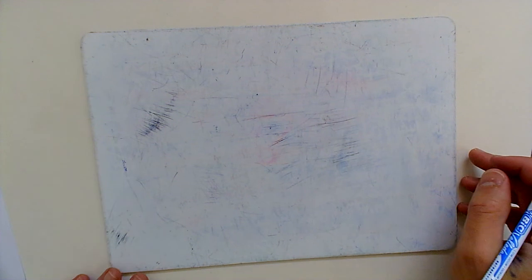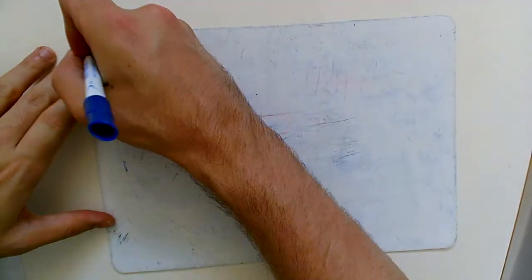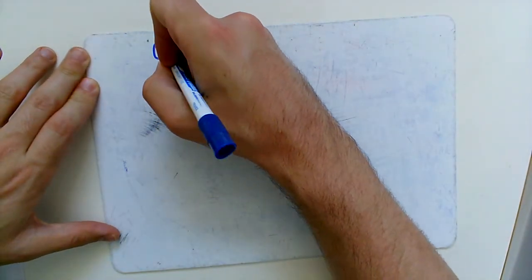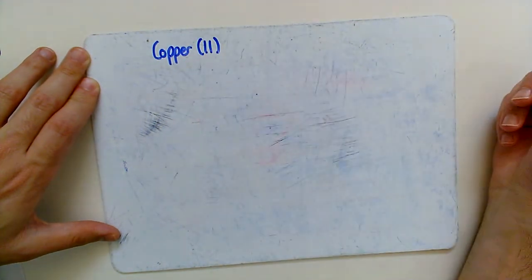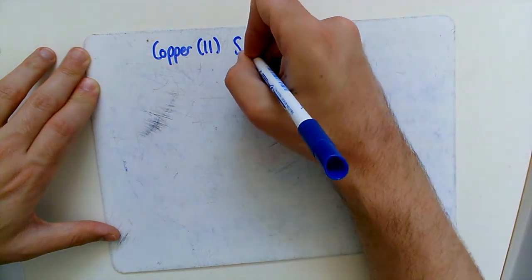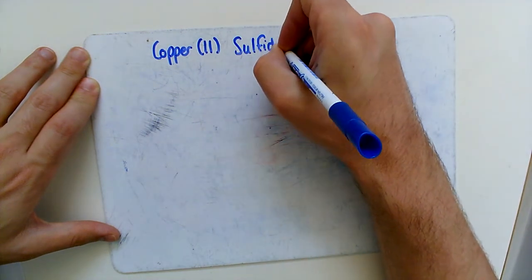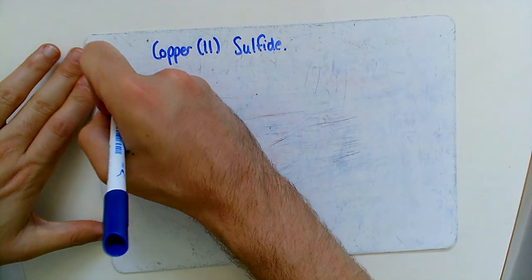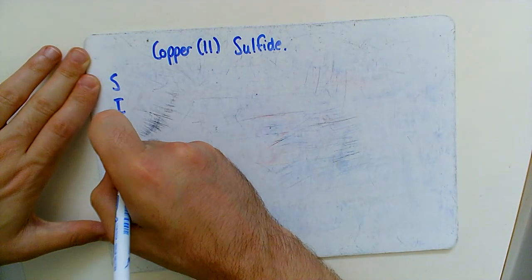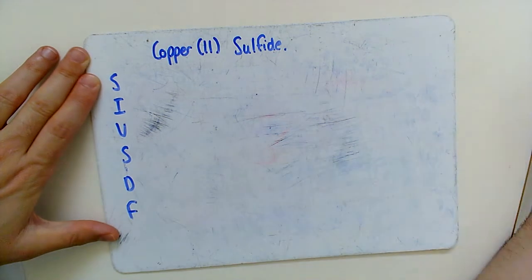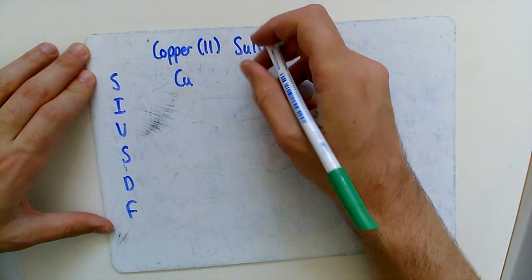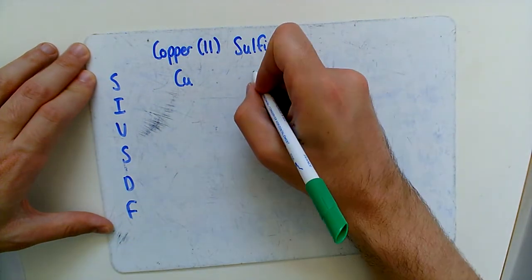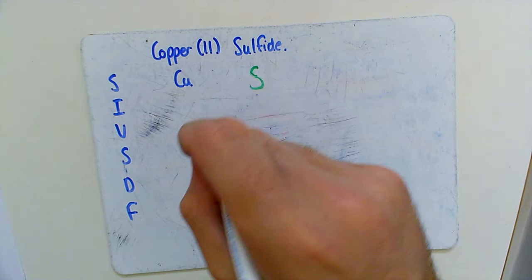So the next one we'll do is one containing a transition metal. So we will do copper(II) sulfide. The symbol for copper is Cu. The symbol for sulfide is an IDE, so we're just using the periodic table, and it's got a symbol of S.